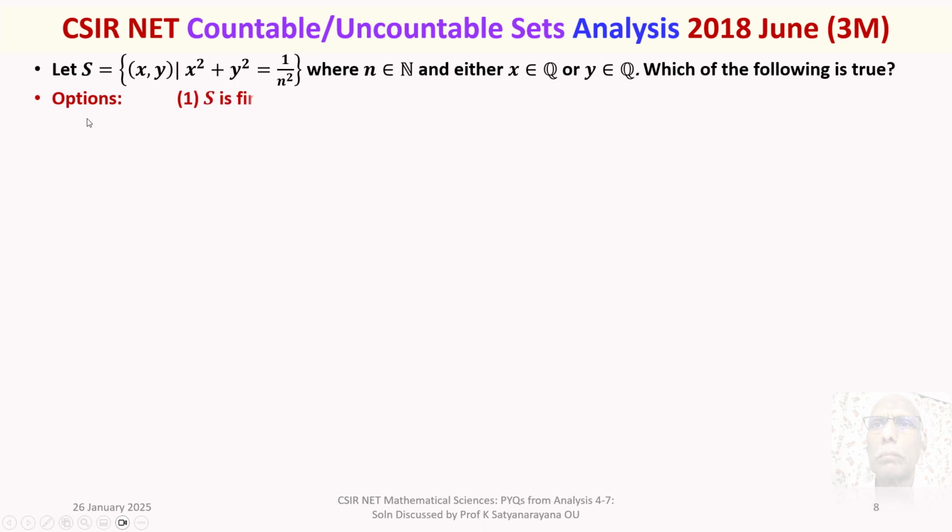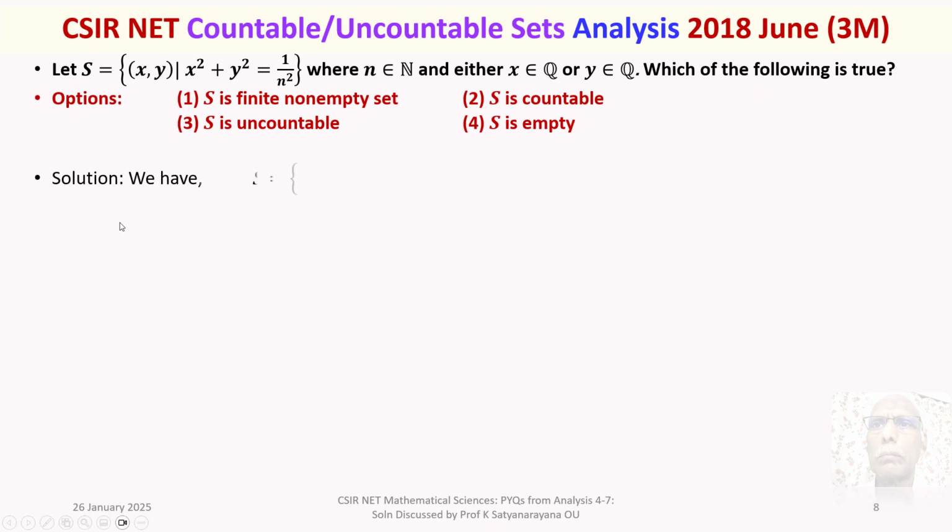So now we are given four options. Option 1, S is finite, non-empty set. Option 2, S is countable. Option 3, S is uncountable. Option 4, S is empty. Let's now discuss the solution of the problem in detail. We have the set of ordered pairs (x, y) such that x square plus y square is equal to 1 by n square, where n is a natural number. Either x belongs to Q or y belongs to Q.